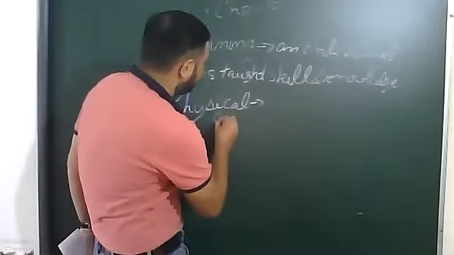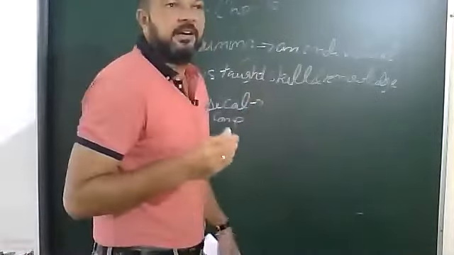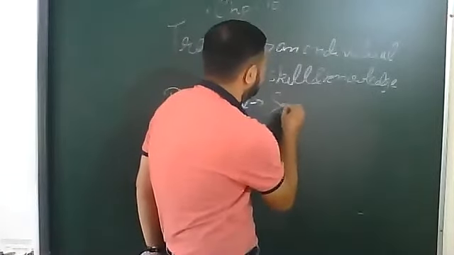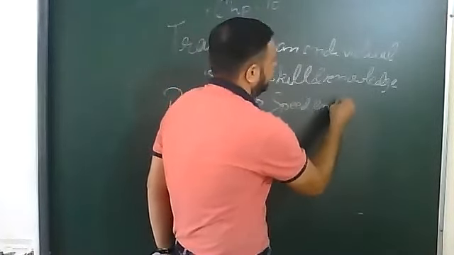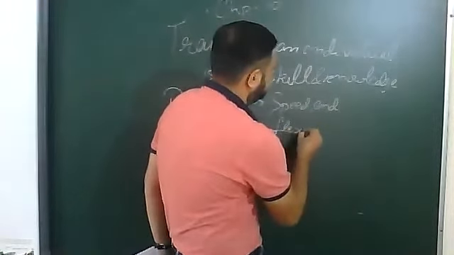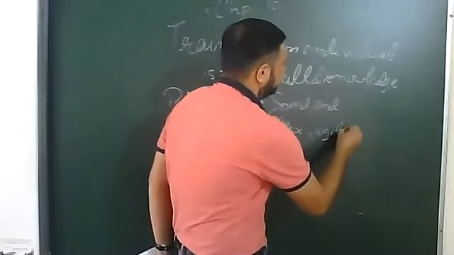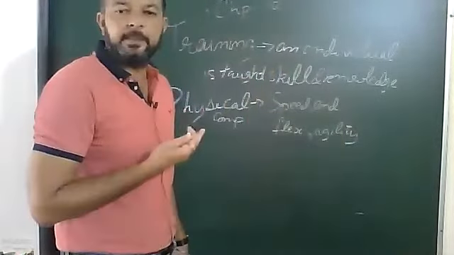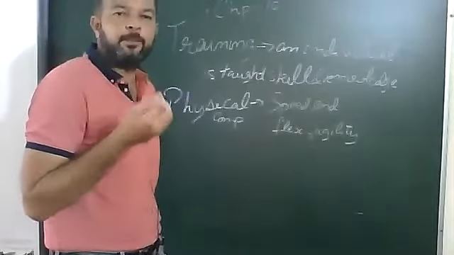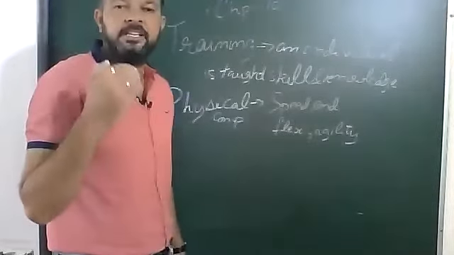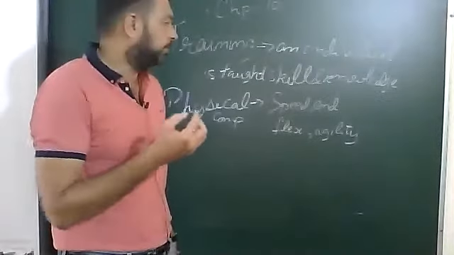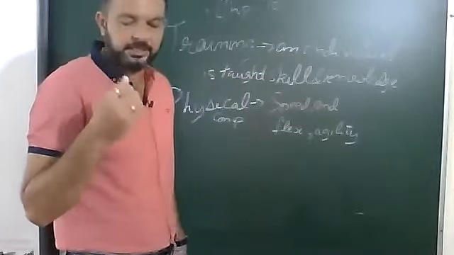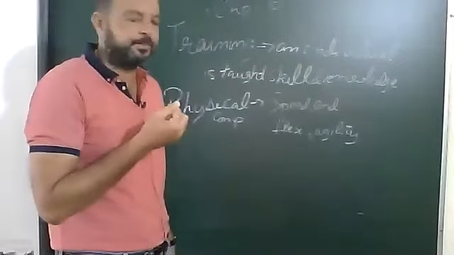First one is physical component. What an individual should possess, that is speed, endurance, flexibility, agility. These are the physical fitness components which we teach them, which we give the training to an individual, so that he should have these components inside his body, so that he is ready to play the game of his own choice.